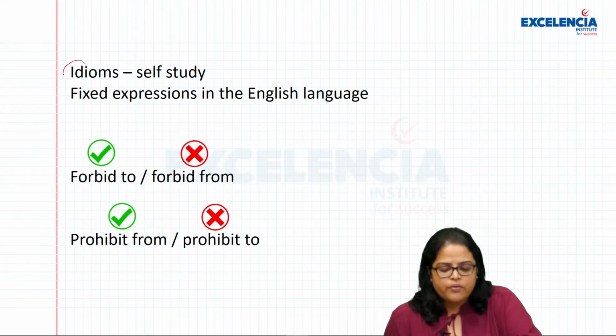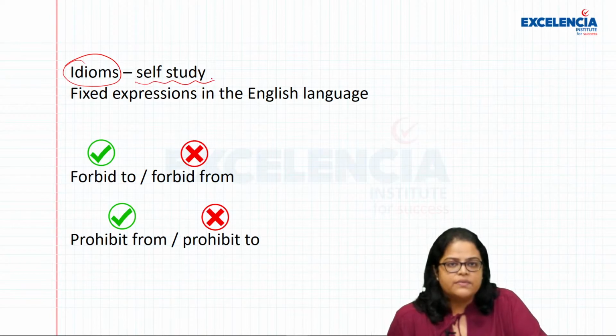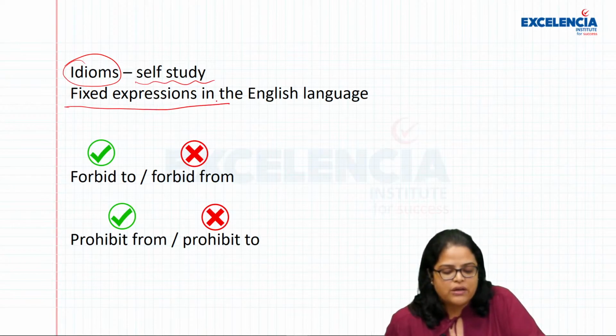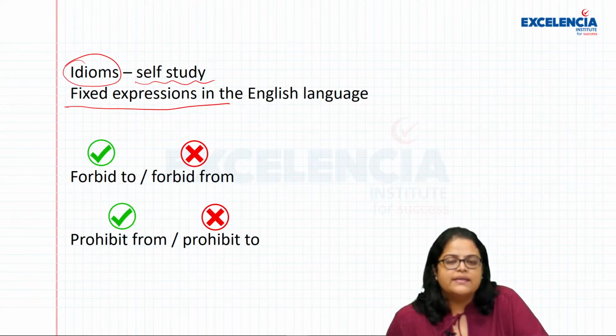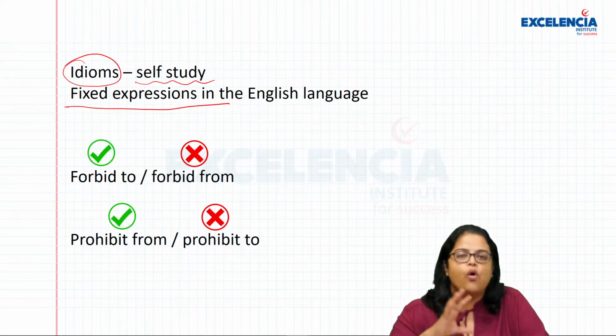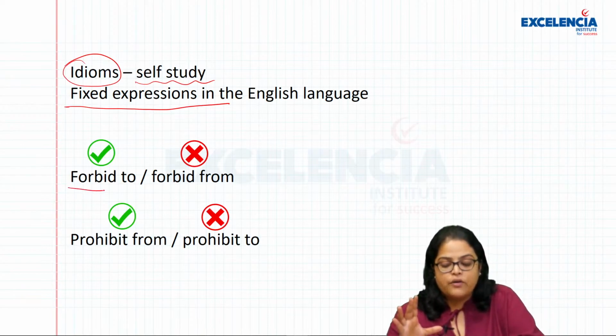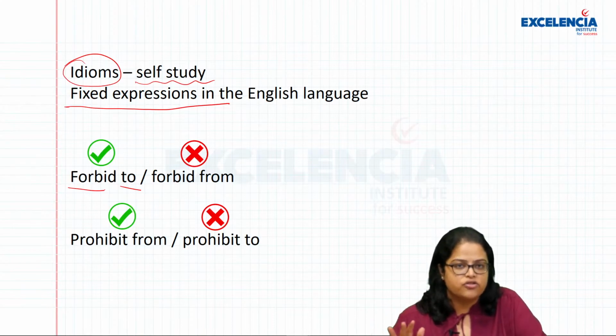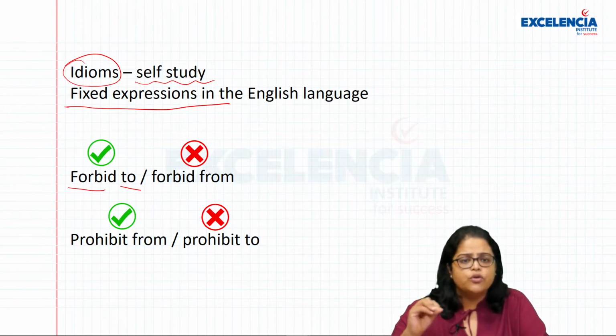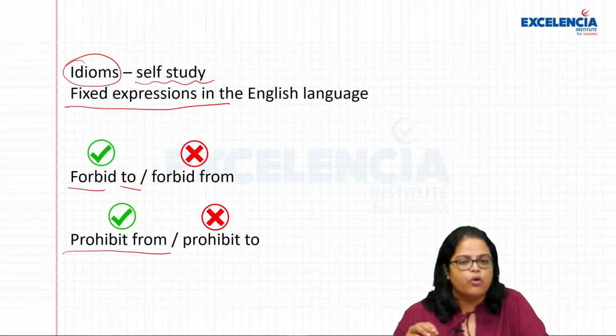So let me just touch upon the next topic, which is actually more of a self-study. There's something called idioms. Idioms are nothing but fixed expressions in the English language. Like the area of a circle is pi r square, and you don't question that. That's a math formula which you know. Similarly, when they formulated grammar, they said there are certain prepositions which will go with certain verbs. Like forbid will always take a "to". I forbid you to smoke. I cannot say I forbid you from smoking. That is incorrect English. I forbid you to smoke, but I prohibit you from smoking.